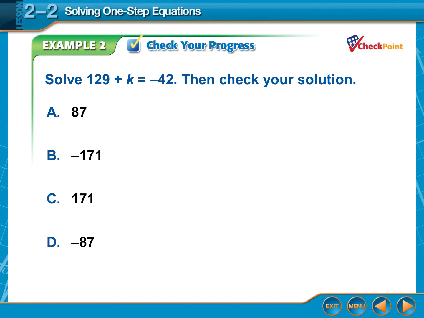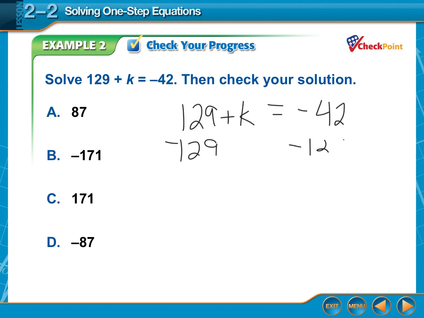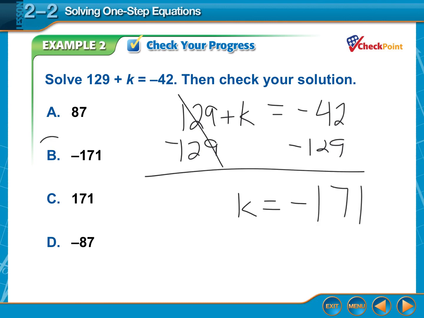Alright, go ahead and try this one on your own. On this one, what is the relationship between 129 and K? They're adding, so what do we need to do? Subtract 129 from both sides. What is negative 42 minus 129? Positive or negative? Negative. Negative 171.